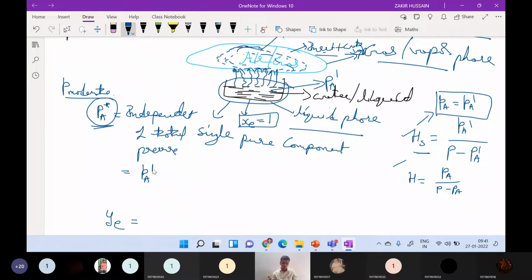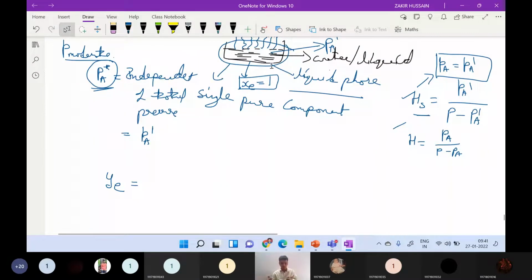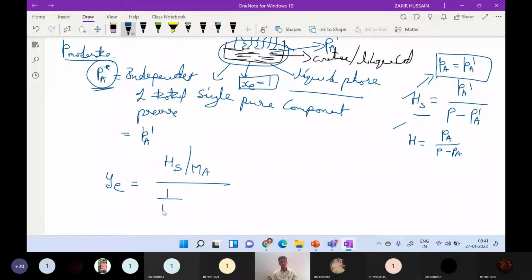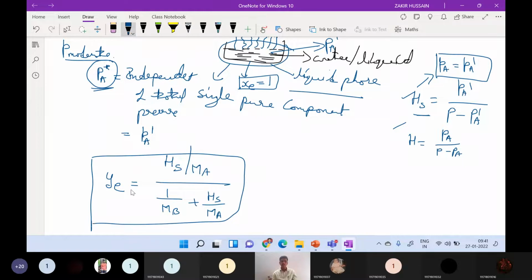So we can estimate YE, which is the equilibrium composition of your water vapor inside the gas, using this equation: HS by MA divided by 1 by MB plus HS by MA. So this is called the equilibrium composition of your water vapor inside your gas stream. This equilibrium composition is a function of temperature. It is a function of temperature.